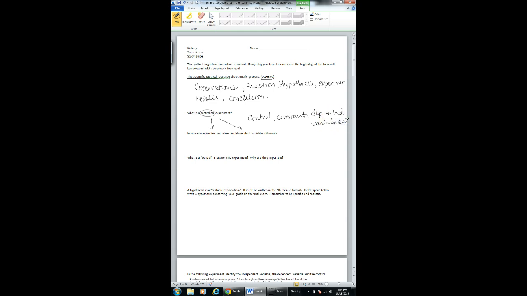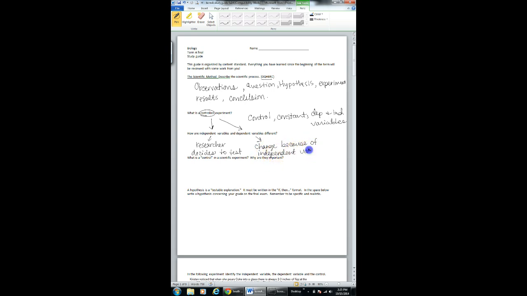Okay, how are independent and dependent variables different? Well, the independent variable is going to be something that the researcher decides to test. And the dependent variable is going to be what changes due to the variables that the researcher set. So these are going to change because of independent variables.